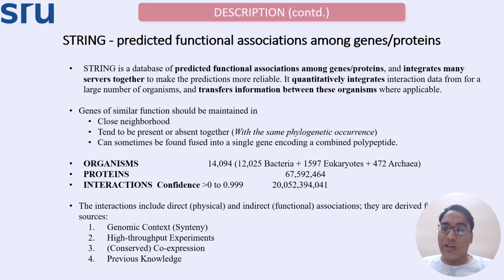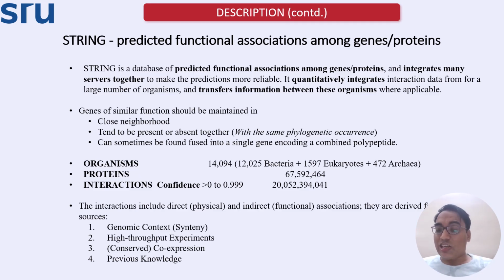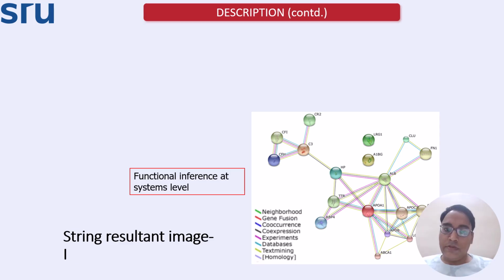So either something are functional physical connections or something are indirect connections. This indirect association includes everything which you can predict. Alright. Now see the part which I'm getting here. Results. See, functional inference, system level. See? This is how you got it.